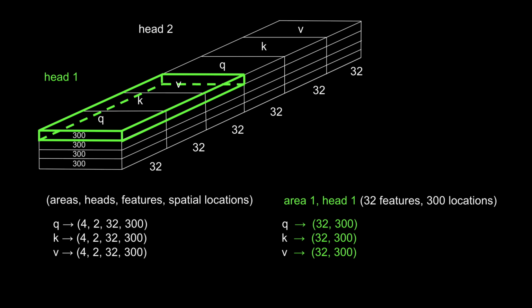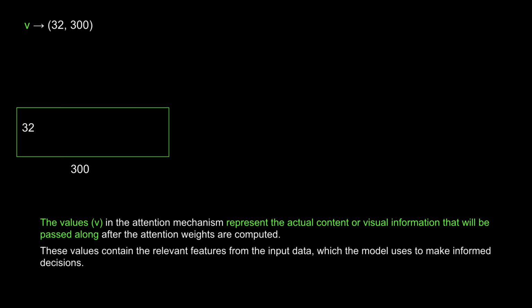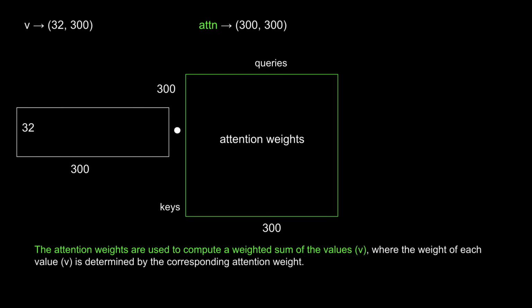We know the value matrix for a single head and area is 32 by 300, and it contains the actual content or visual information that, when weighted by the attention scores, produces the output that is passed along. These values contain the relevant features extracted from the input data, which the model uses to make informed decisions.